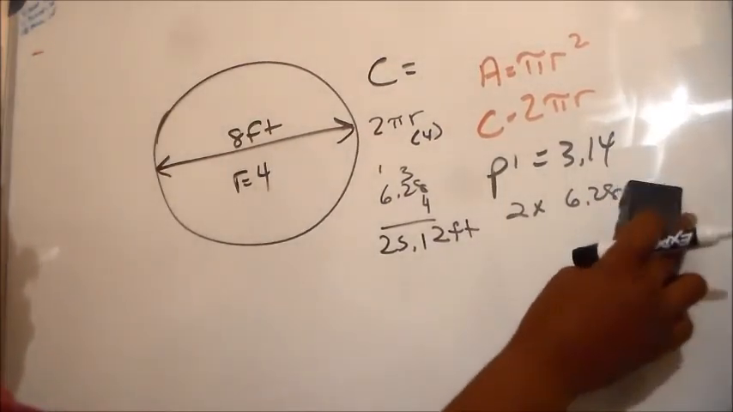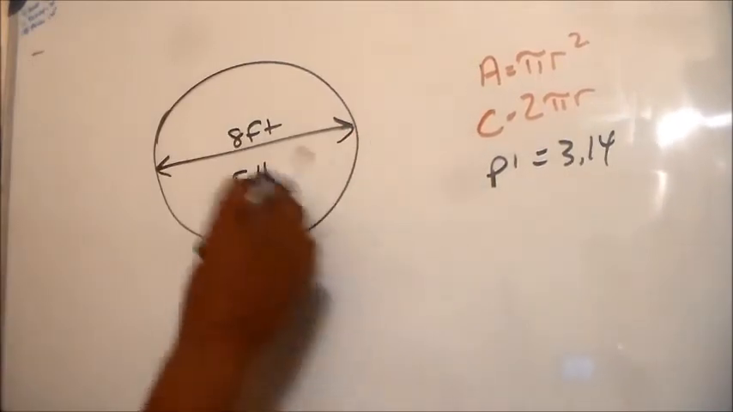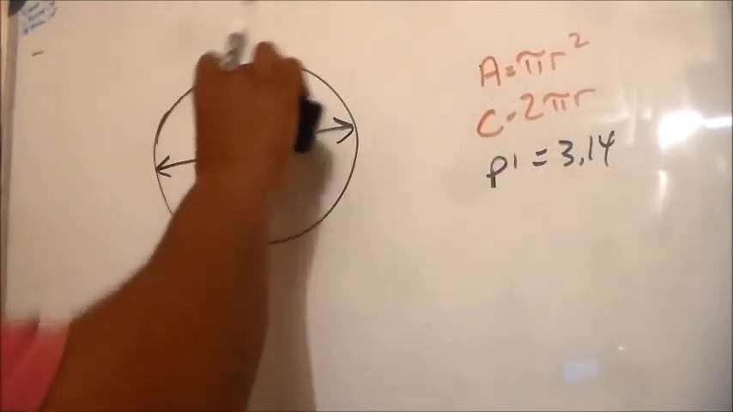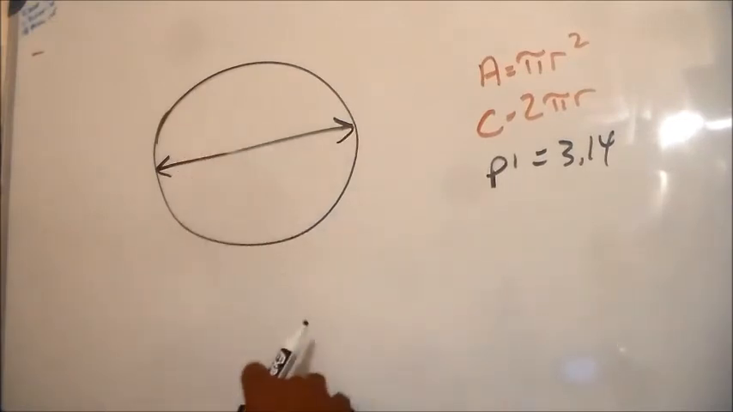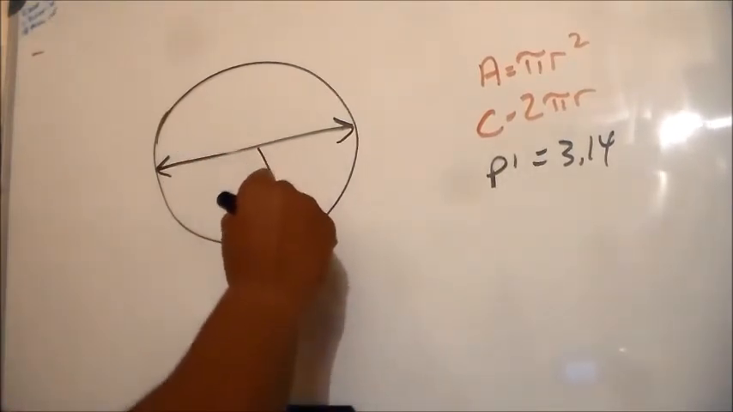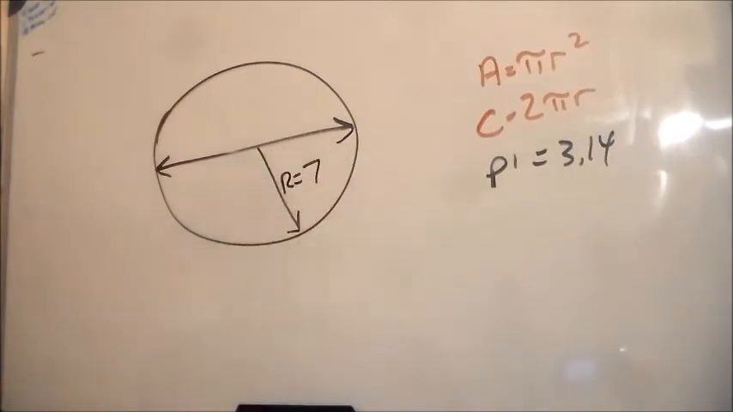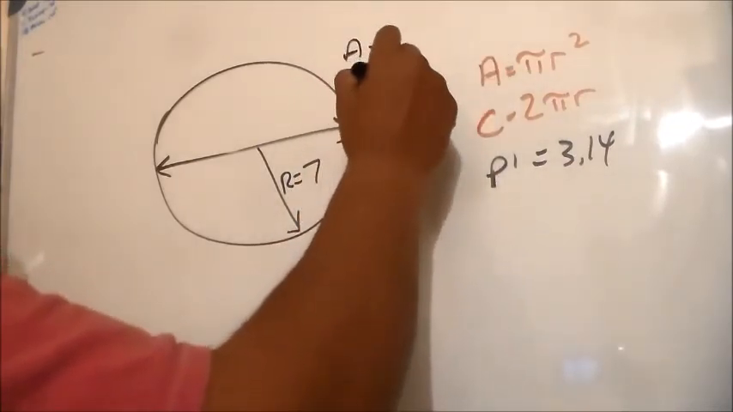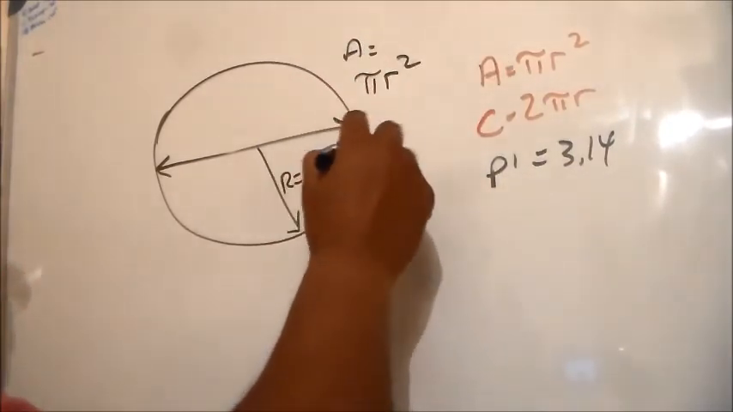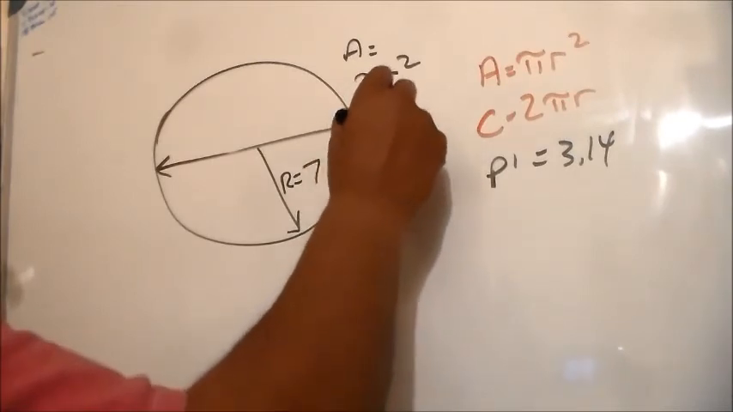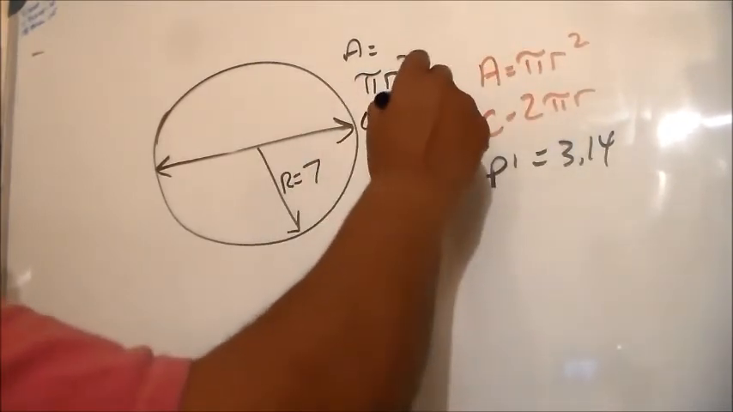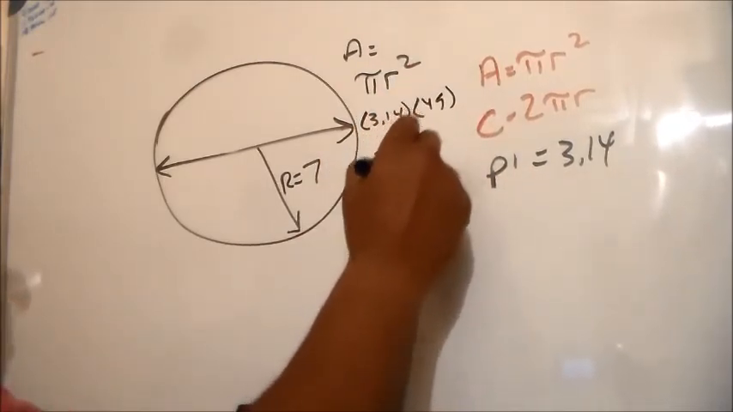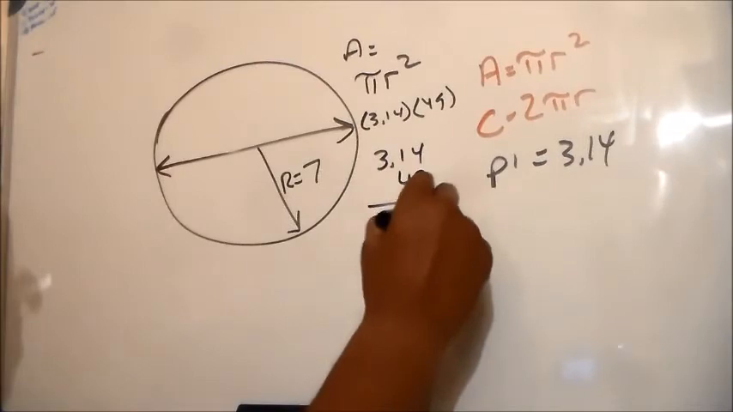Okay, we'll work out another one. They tell us that our radius is 7. Alright, so for area, where the radius is 7, it will be pi r squared. So 3.14 times 7 squared, which is 49. 3.14 times 49. I'll do this on my own.